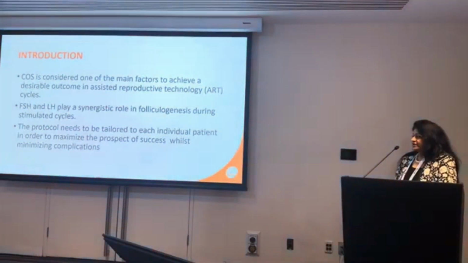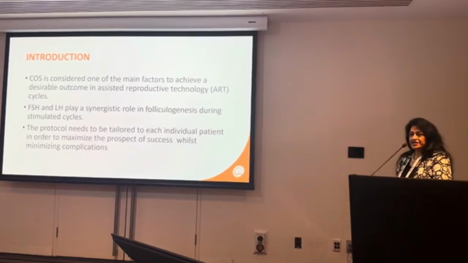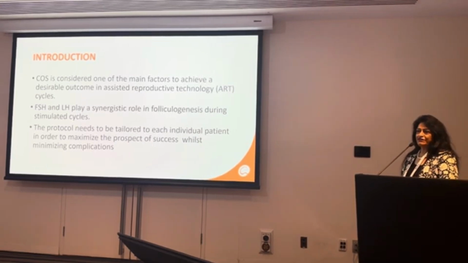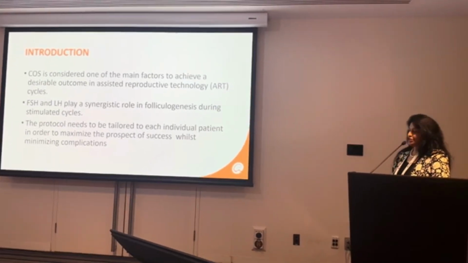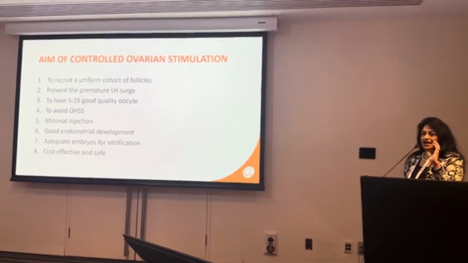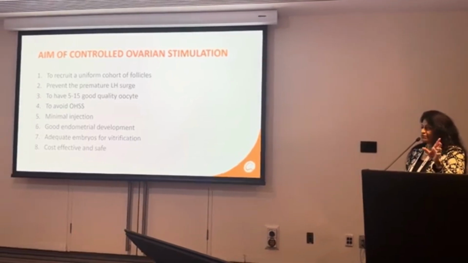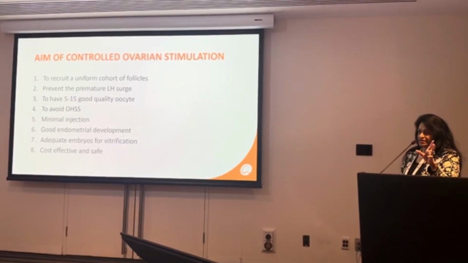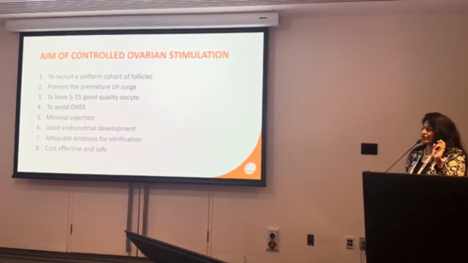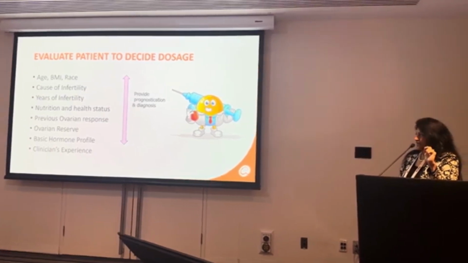We know controlled ovarian stimulation is one of the main factors for ART cycles, and FSH and LH play a synergistic role in folliculogenesis. The time is now to have a customized protocol for each patient, for maximum success and minimum complications. Our aim is to recruit a uniform cohort of follicles, prevent a premature LH surge, avoid OHSS, use fewer injections, and achieve good endometrial receptivity so that we can still go for a frozen transfer rather than a fresh transfer, with a cost-effective cycle.